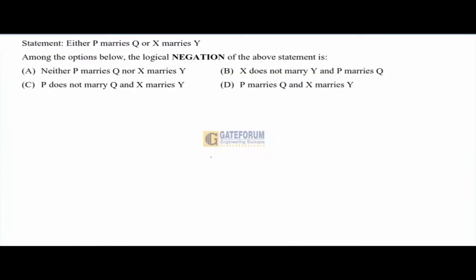There is a statement: either P marries Q or X marries Y. Now they have asked, among the options below, the logical negation of the above statement is which one? Negation means just saying the opposite, which means P is not going to marry Q and X is not going to marry Y, which in proper English would sound like: neither P marries Q, nor X marries Y. So as we can see, option E is our correct option. That one carries the negation of the above statement in totality.